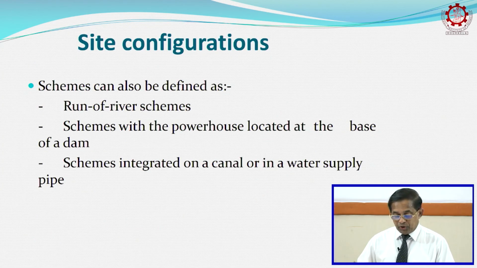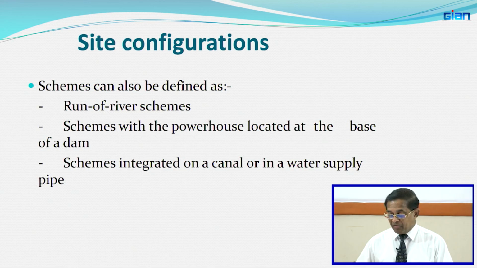So the schemes are run-of-river schemes, which we looked at in the previous session, and schemes with the powerhouse located at the base of a dam. Here we are looking at some configurations possible for implementation of hydropower in various other forms of opportunities, not in hilly areas where you have high yield opportunities, but other opportunities. And also schemes integrated on a canal or in a water supply pipe. We will look at some of these site configurations.